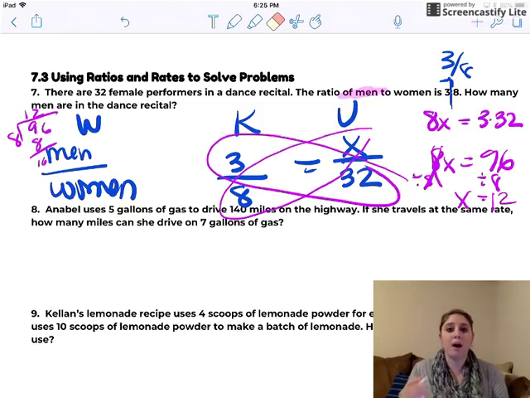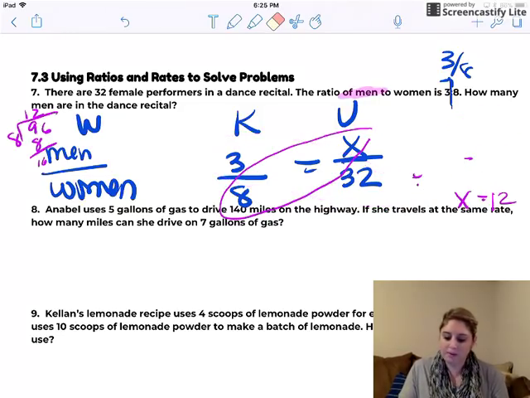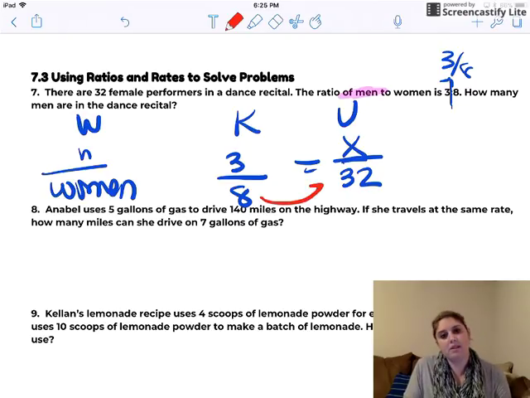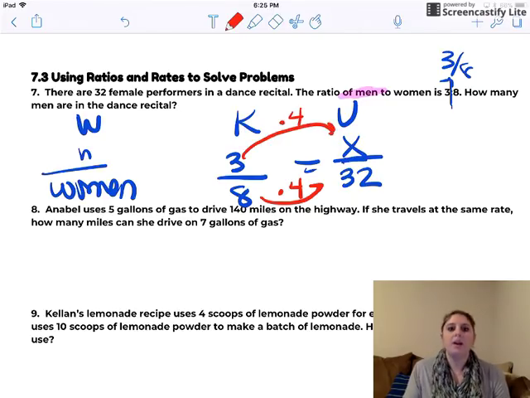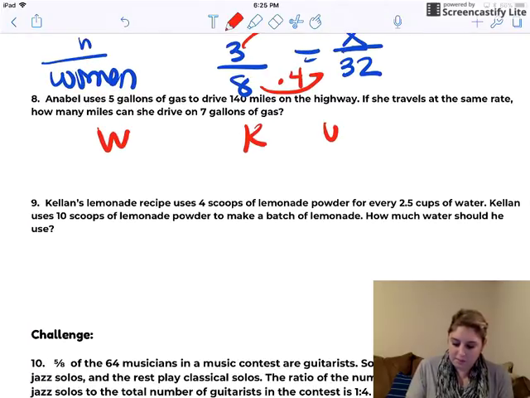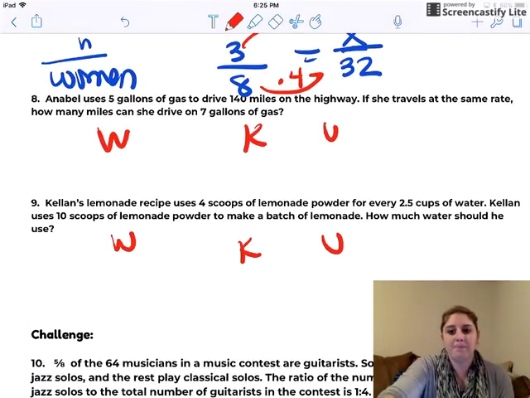So that's one way. Pause if you want to go through that way. I just want to refresh our brains that there was another way that was much faster. If I wanted to, I could also say, how do I get from 8 to 32? I multiply by 4. So to get from 3 to x, I multiply by 4. Okay? All right. I want you to do WKU for these next 2 problems. Pause your video and see if you can do that.